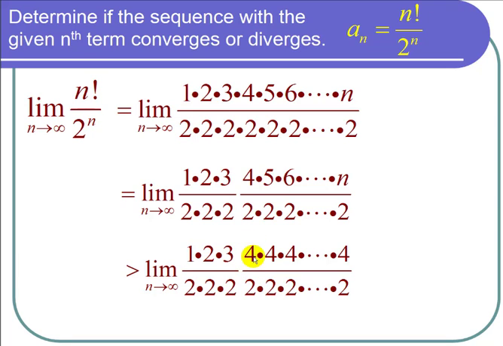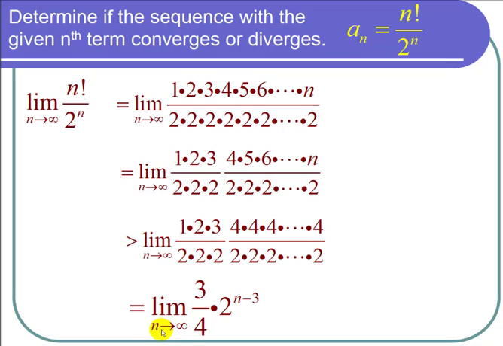How many of them are there? Well, I started out with n numbers up on top. I took away 3 of the numbers, so now I'm left with n minus 3 numbers. So I can say that this limit is equal to the limit as n approaches infinity of, well, here's our 3/4. And then each of these were 2. There were n minus 3 of them. So that's times 2 to the n minus 3.